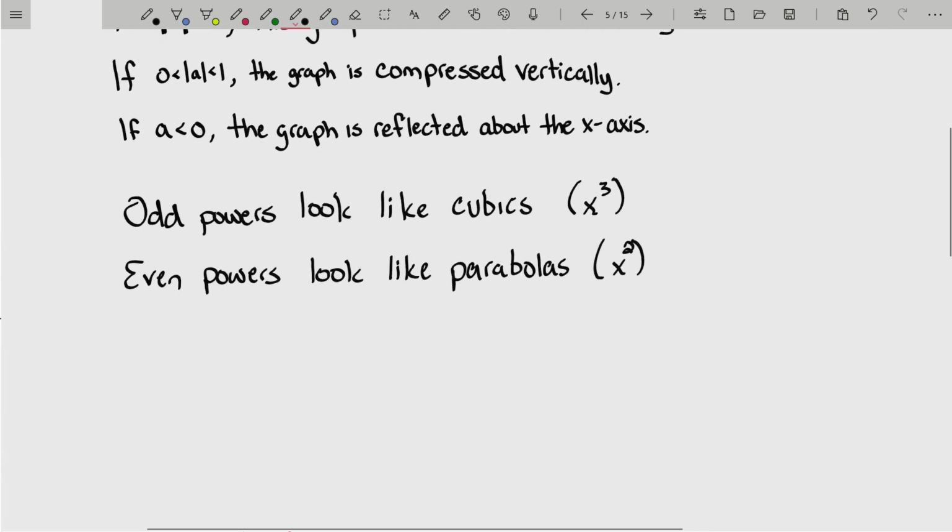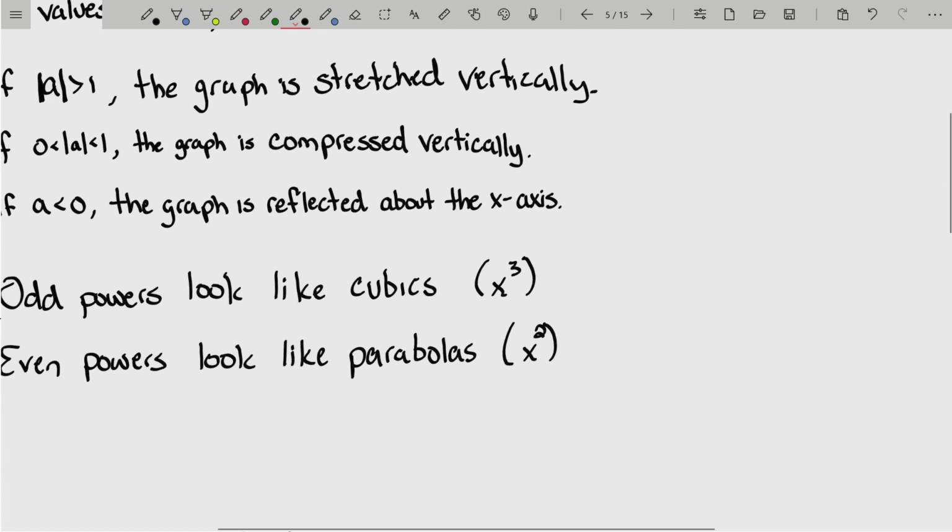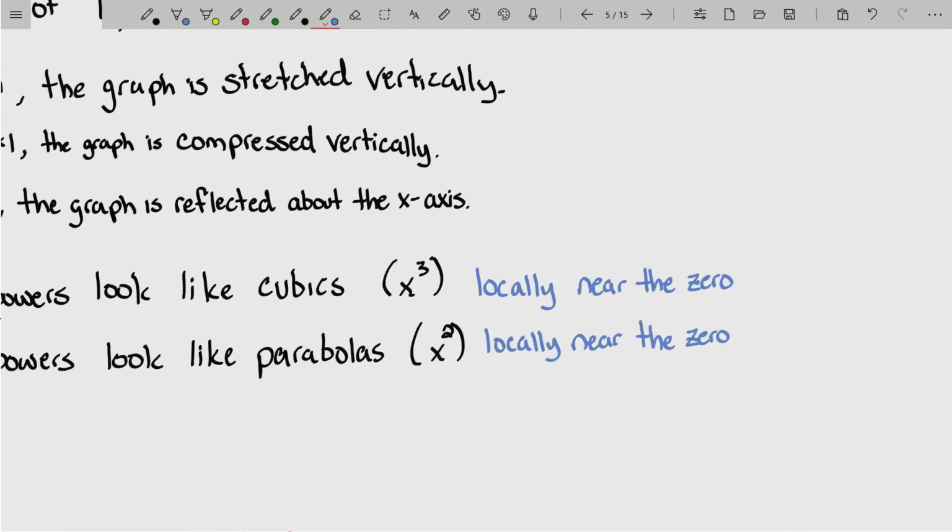And so I've added that note here. Odd powers look like cubics, and I should put on the extra word here, locally, because it's not true that they actually look like cubics throughout the entire graph. It's only locally near the 0 in both cases.